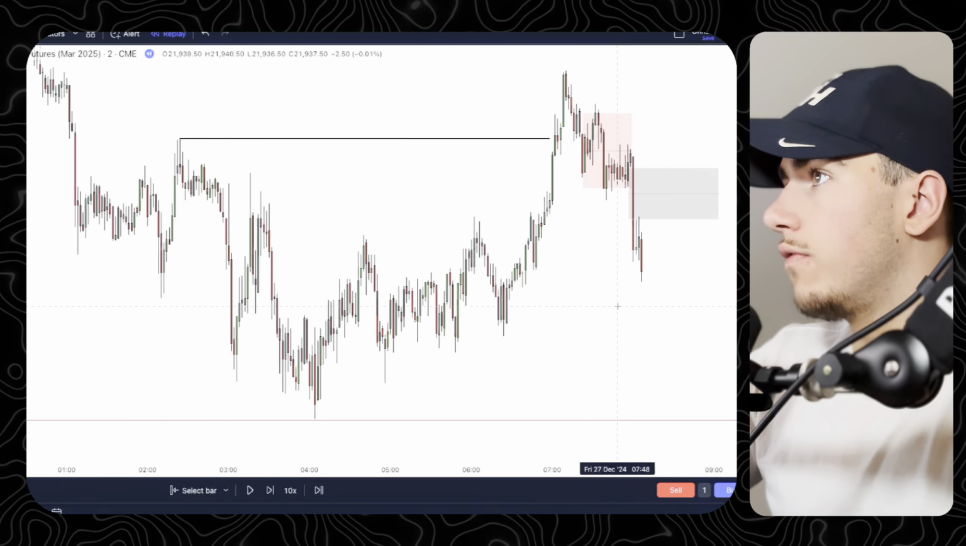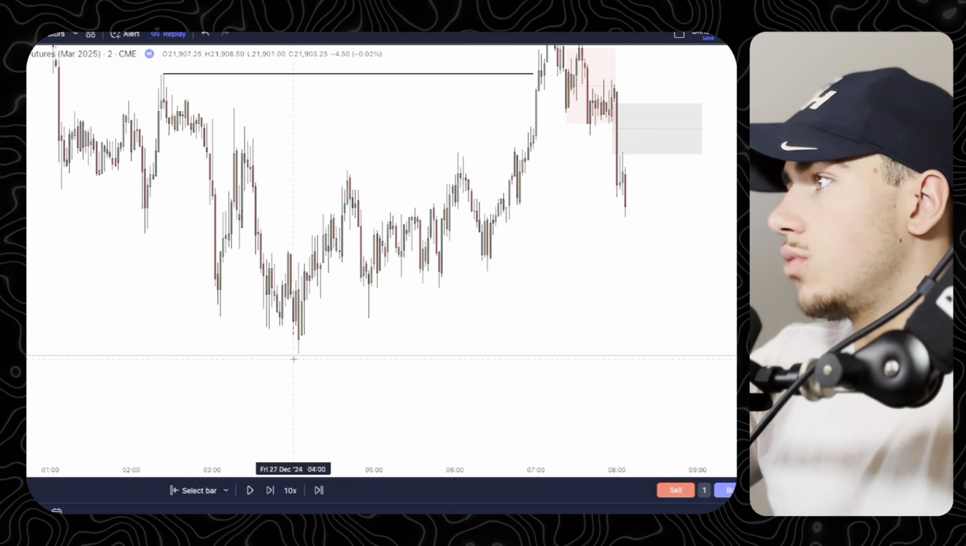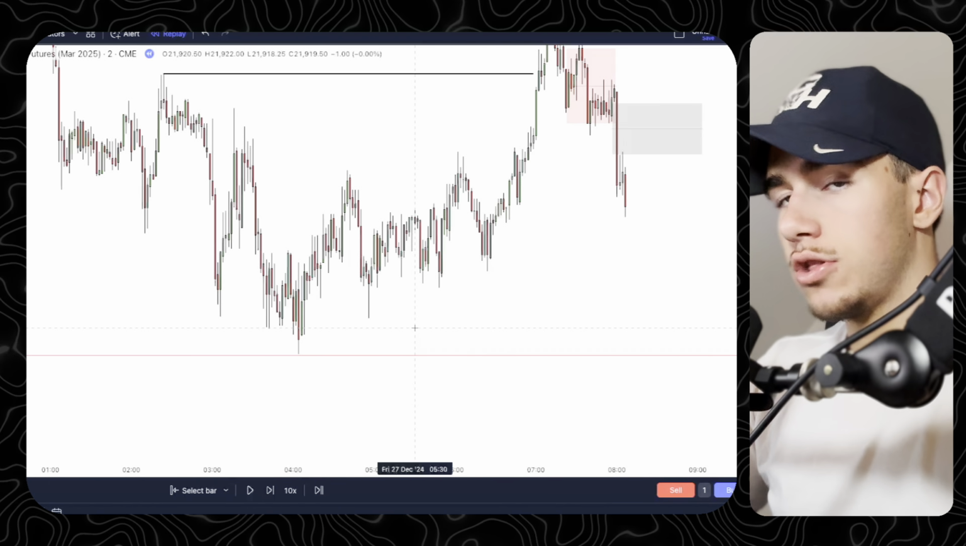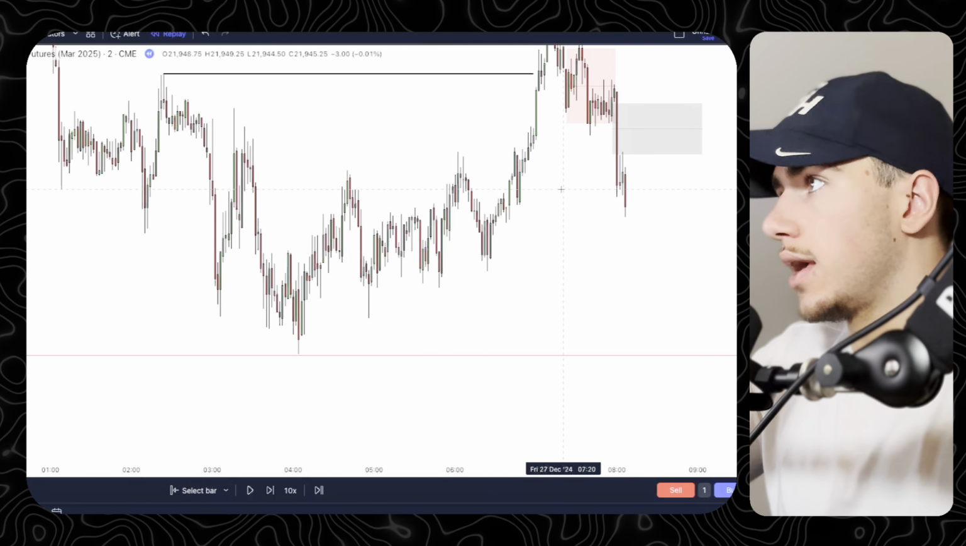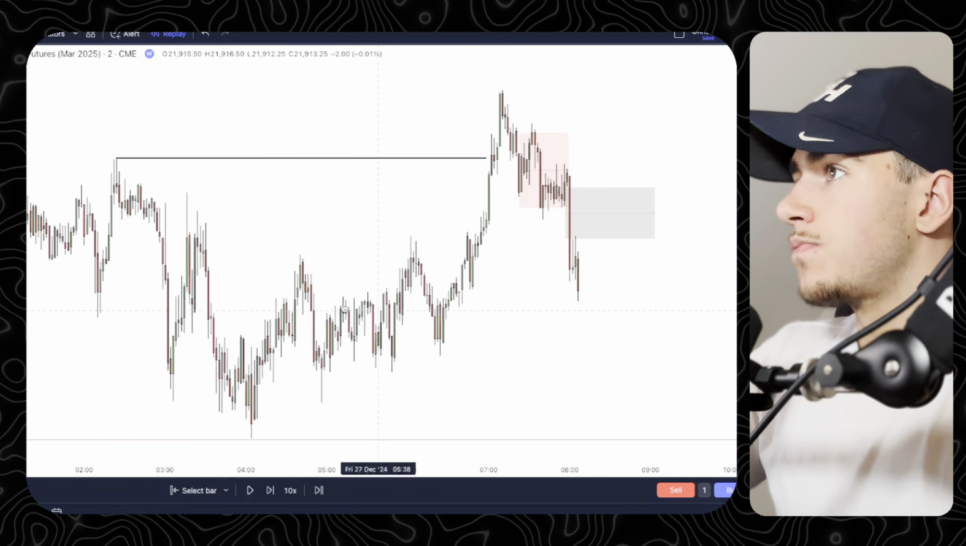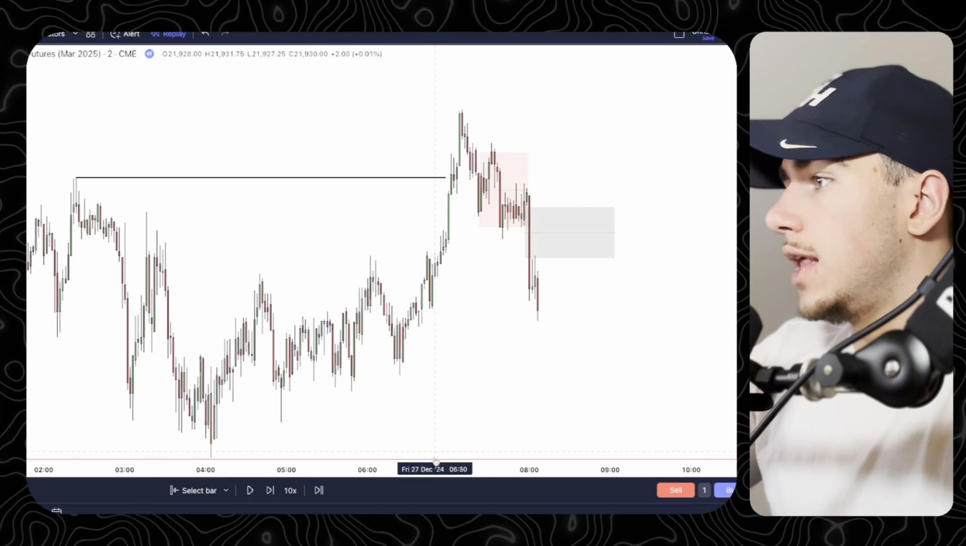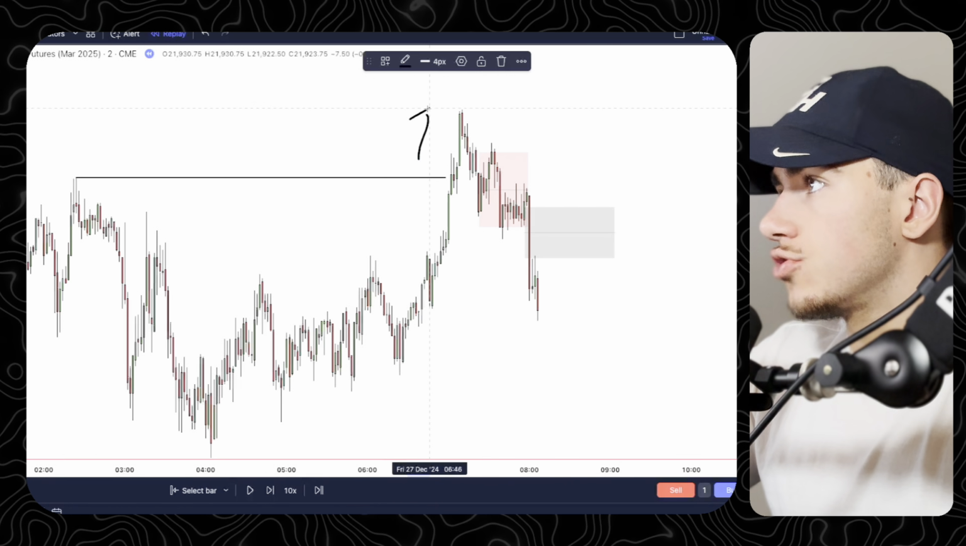So again, let me run over it. We have established a draw on liquidity, which is this low that we have down here. Based off of the higher time frame, what are we delivering off of? What does previous price action look like? We have established a draw on liquidity lower. We have established a high. Did we see any follow through to the upside after sweeping the high?